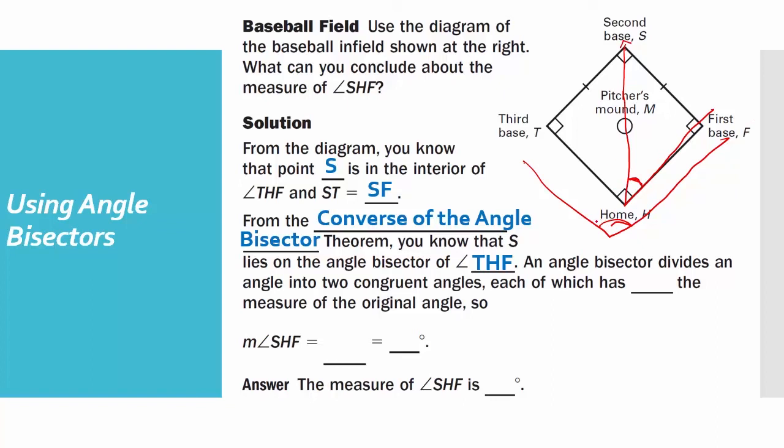And an angle bisector divides an angle into two congruent angles, each of which has half the measure of the original angle. Well, our original angle we know is 90 degrees, so the measure of angle SHF is 90 divided by 2, which is 45 degrees. So from this information, we can conclude that the measure of angle SHF is 45 degrees.